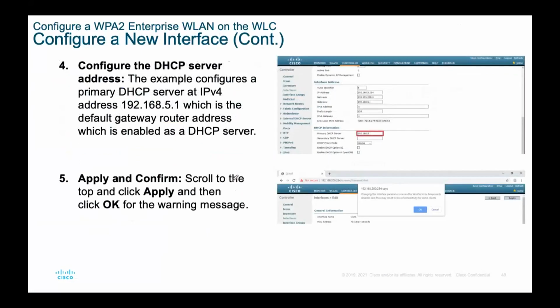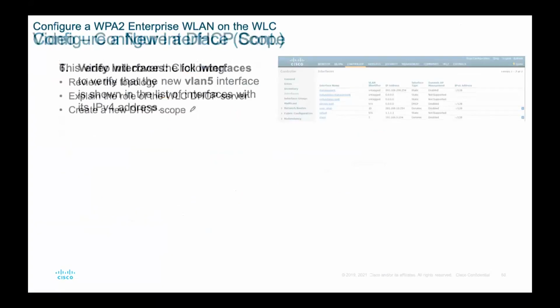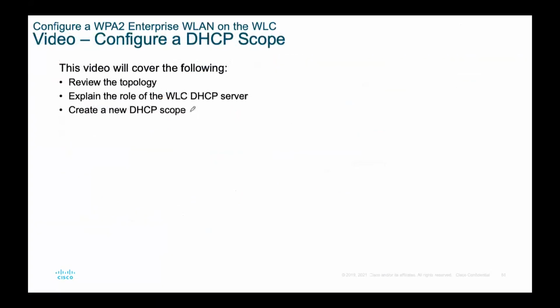Next, configure the DHCP server address. The example configures the primary DHCP server at IPv4 address 192.168.5.1, which is the default gateway router address, which is enabled as a DHCP server. Next, apply and confirm. Scroll to the top and click apply, and then click OK for the warning message. Verify interfaces: click interfaces to verify that the new VLAN interface is shown in the list of interfaces with its IPv4 address. Next, configure a DHCP server video.